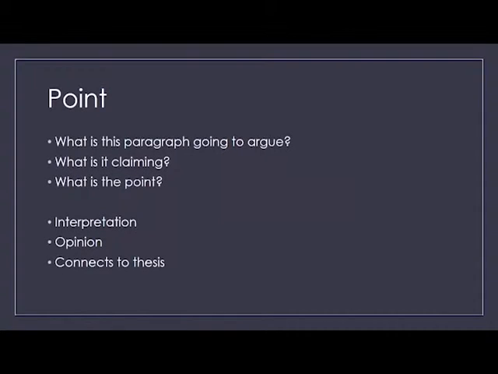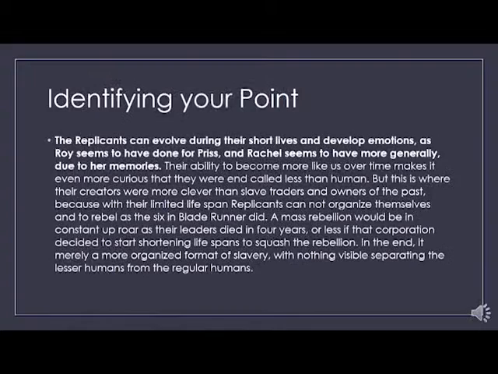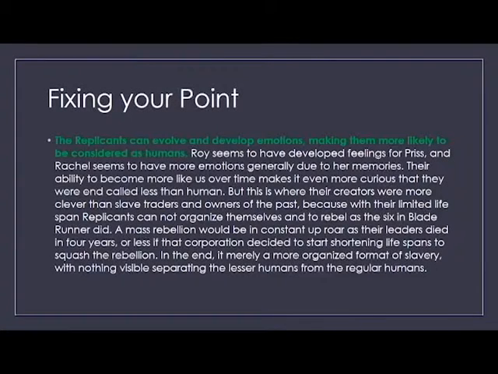The point is usually found at the beginning of your paragraph. It is the argument or claim that you're going to back up your thesis with, and it's also known as a topic sentence. This can be an interpretation, an opinion, or a connection to your larger thesis. In the example paragraph, the first sentence is the topic sentence, but it's not quite as neat and doesn't exactly encompass what the paragraph is trying to say. Here is our new point. The replicants can evolve and develop emotions, making them more likely to be considered as humans.